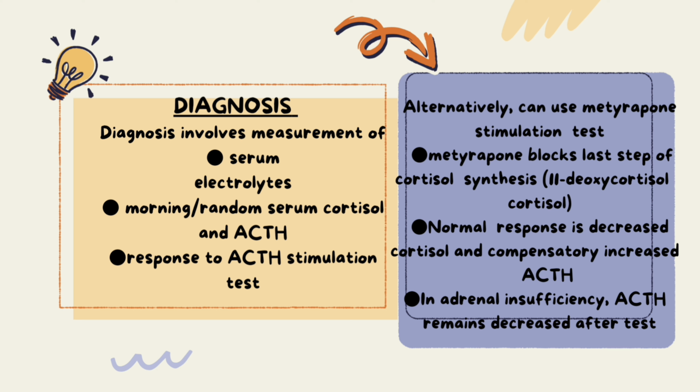Alternatively, can use metyrapone stimulation test. Metyrapone blocks the last step of cortisol synthesis, 11-deoxycortisol converted to cortisol. Normal response is decreased cortisol and compensatory increased ACTH. In adrenal insufficiency, ACTH remains decreased after test.